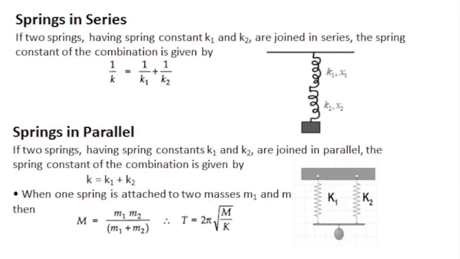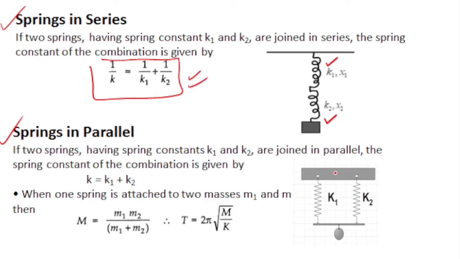After this, next are different connections of springs: when the springs are connected in series and when the springs are connected in parallel, and what happens to the spring constant. Suppose there are two springs connected in series, one having a spring constant k1 and another having a spring constant k2. When you connect the two springs in series combination, the spring constant of the combination is given by 1 by k equal to 1 by k1 plus 1 by k2. You must remember this formula.